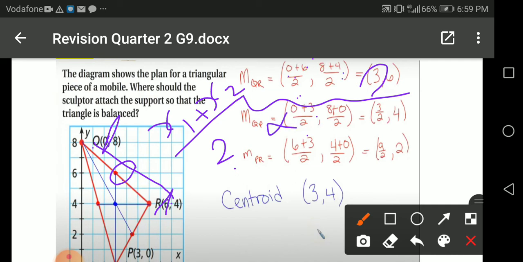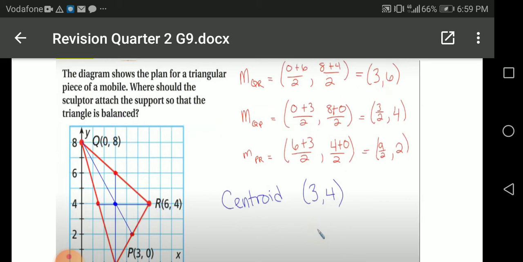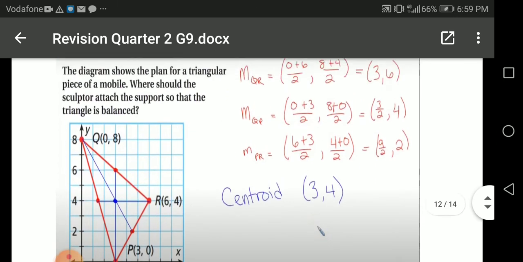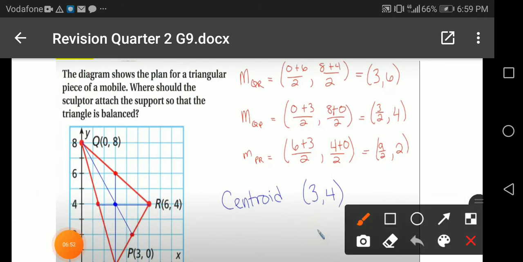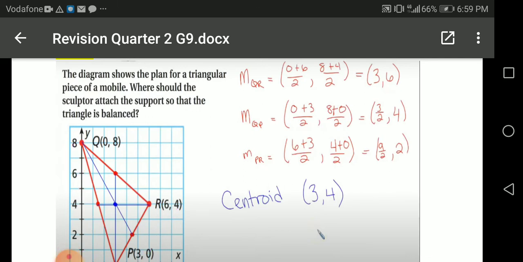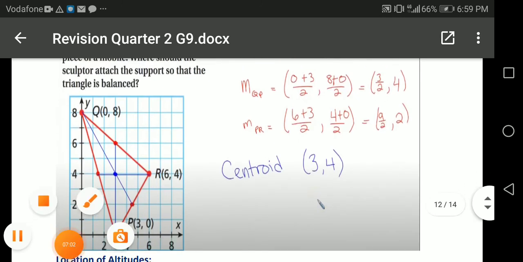So for the second one, y sub 1 plus y sub 2 all over 2. Here y sub 1 means 8 plus 4 all over 2 means 12 divided by 2 gives me 6. Okay, and I will do the same for this segment, which is PR, and also for this segment. Okay, after getting the three midpoints, what should I do?